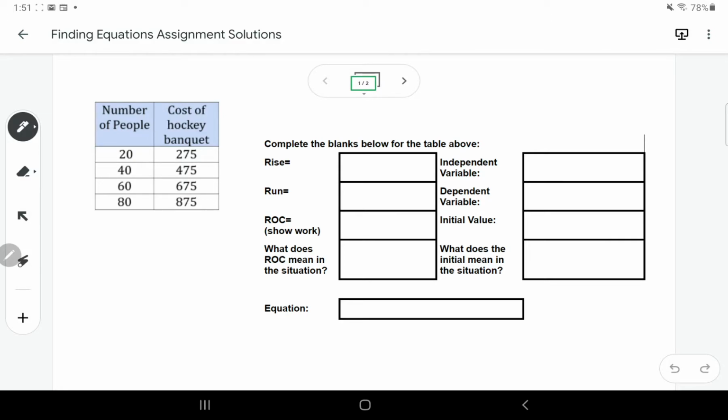Grade 9s, I wanted to make a video just to take up the solutions for this mini assignment about finding the equation from a table and a graph.